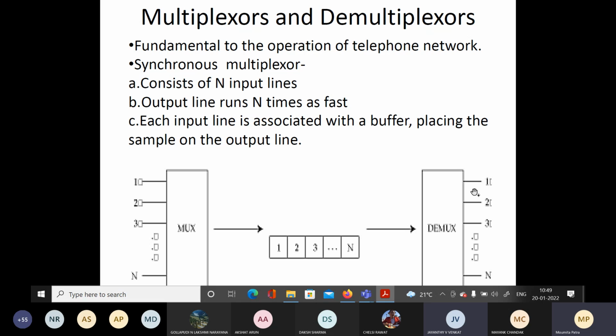How does it get it? It gets it with the help of the demultiplexer, whose task is, of course, as we know, that whatever multiplexed data we are getting, it will simply again demultiplex it to its different output ports. All right, so this is what multiplexing and demultiplexing is. And this is an example of a synchronous multiplexer. And the concept of multiplexers is fundamental to the operation of a telephone network.